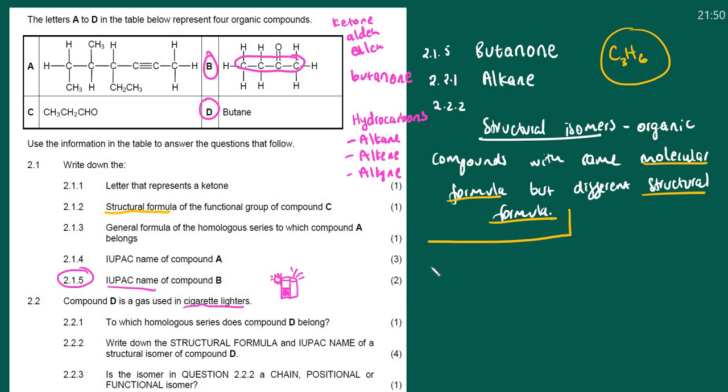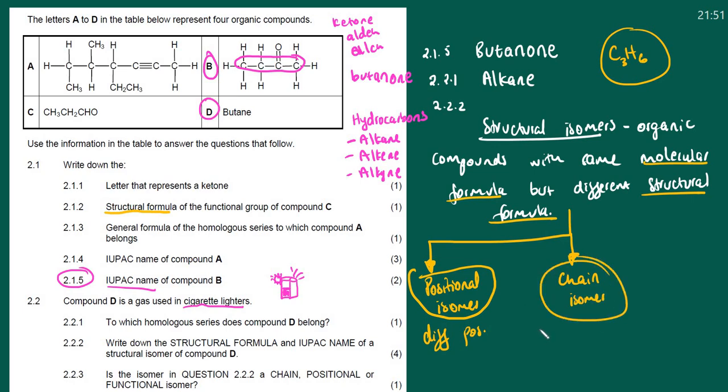It's either that when you draw the other one, the position of the functional group is not in the same position as the other one, or the position of the substituents are not the same. That type of structural isomer would be a positional isomer. Here they will have different positions of the functional group. Or it could be that when you draw it, the chain length is different. Then we would call it a chain isomer. This one has different types of chains.